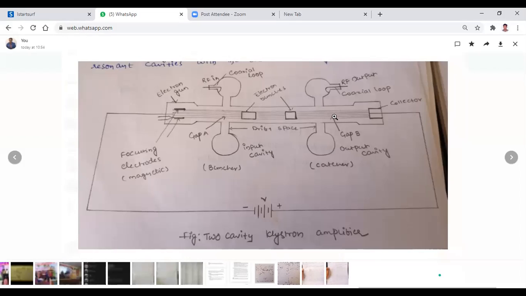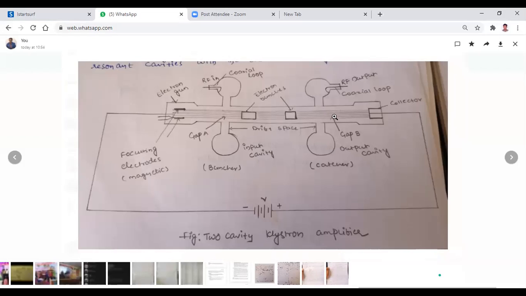So that bunches can be formed in the drift space. Whenever the electrons are traveling in the drift space, the electrons can be bunched together. Those bunches can be collected by the collector. That means you can say that in the gap A, or in the input cavity, the electrons are single electrons, but coming to gap B, there is a bunch of electrons.